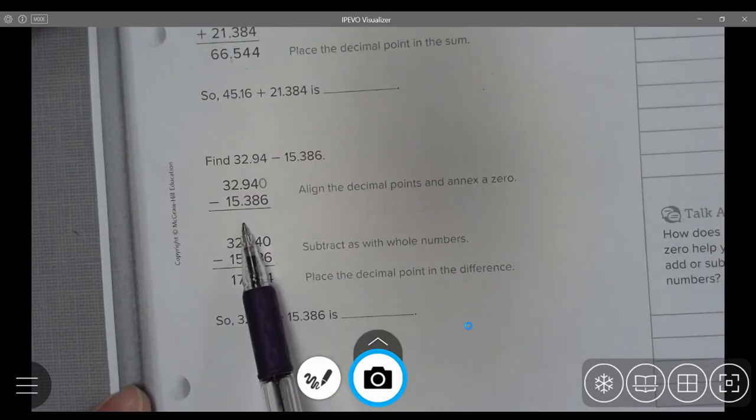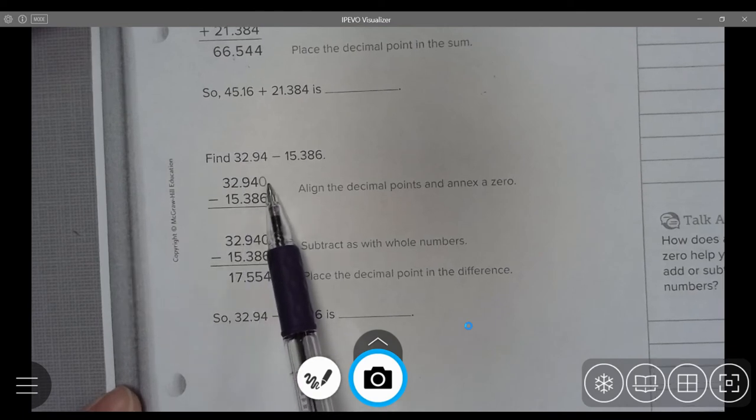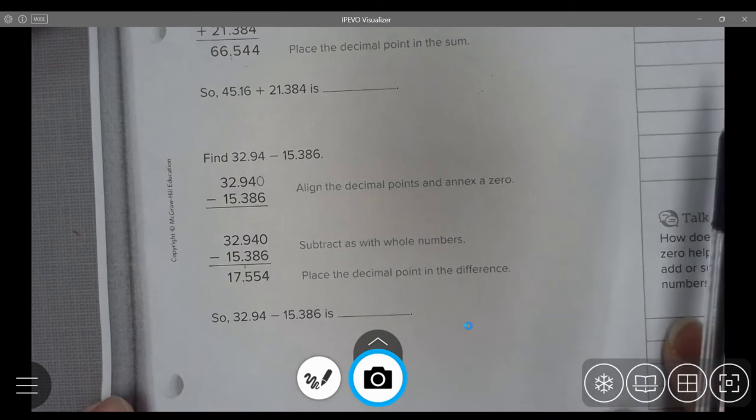The same for the subtraction problem. Line up the decimals. If there's a space, put a 0. And we align the decimal in the answer in the same place that it was in the original problem.